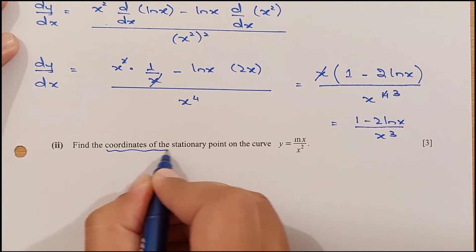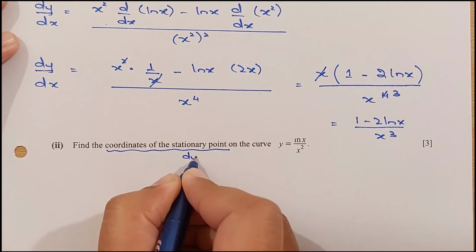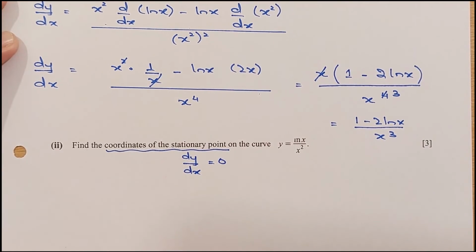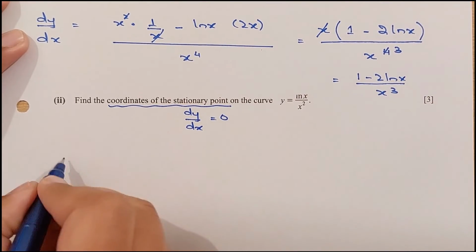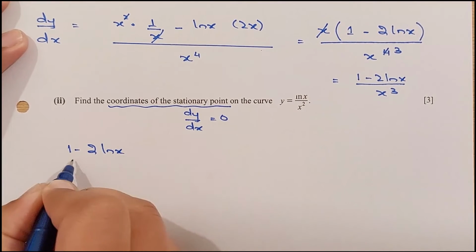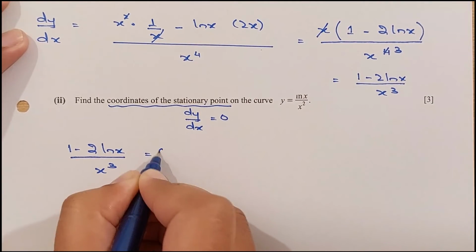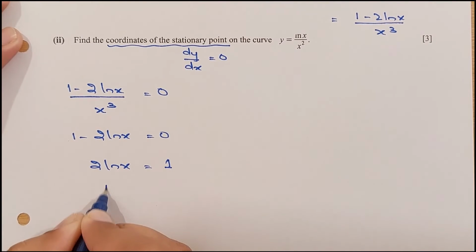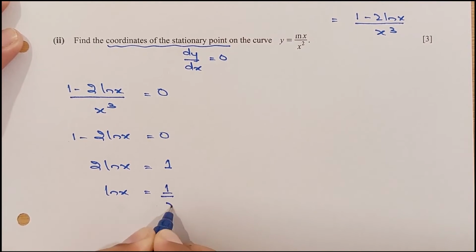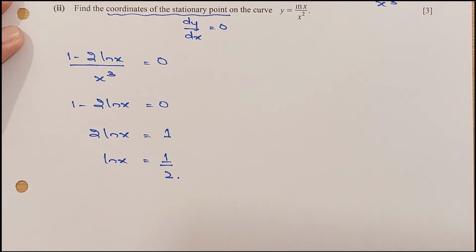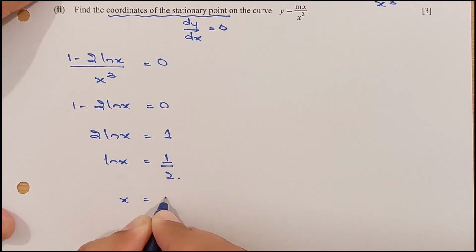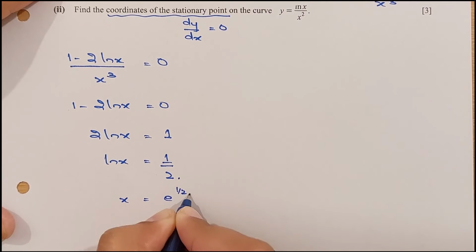The stationary point is a point where the gradient of the curve is equal to 0. We will get the x coordinate, and then putting it into the curve we will get the y coordinate, right? So the gradient is equal to 0: 1 minus 2 ln x over x cube equals 0. So 1 minus 2 ln of x is equal to 0, or we can say 2 ln of x equals 1, and ln of x equals 1 by 2, right? And taking e power on both sides, e power ln is just 1, so x equals e power 1 by 2, right?